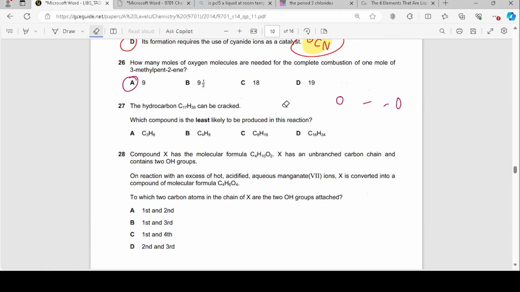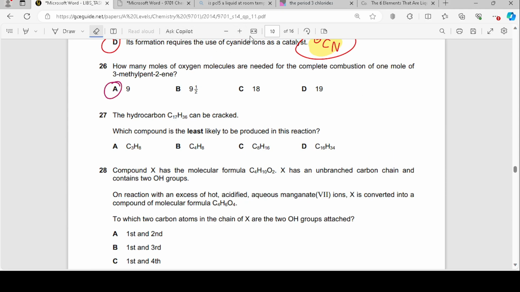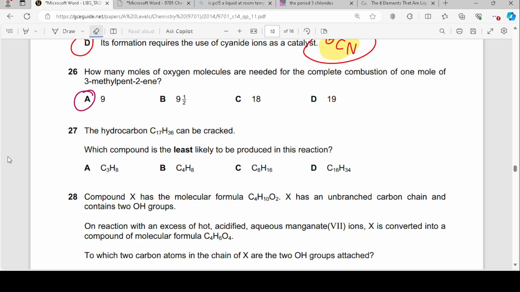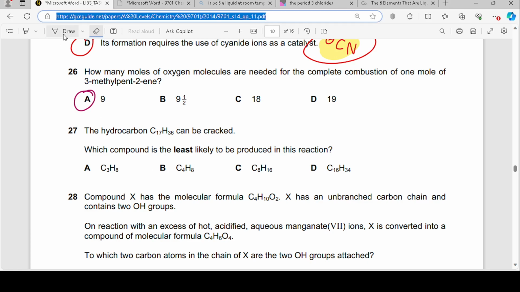The hydrocarbon C17H36 can be cracked. Which compound is the least likely to be produced in this reaction? Well, least likely to be produced, you have C3H8, C4H8, C8H16, C16H34. You're very much likely to have smaller cracking products, like smaller alkyls. That's kind of the point of cracking as well, right? Like C3, C4, C8. Those are quite small numbers relative to 17.